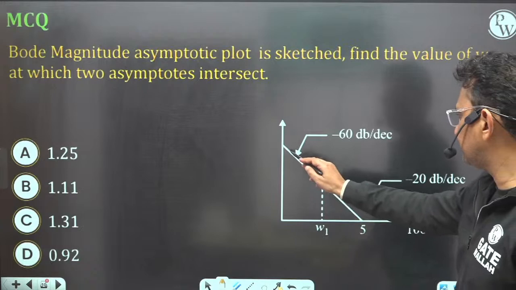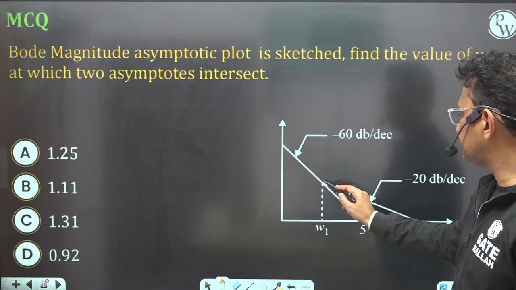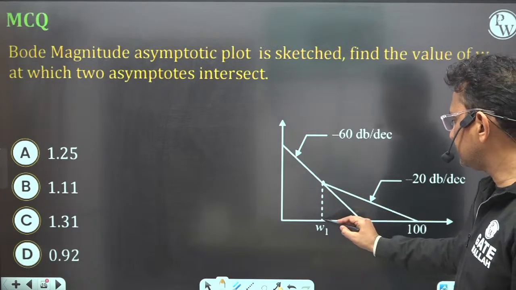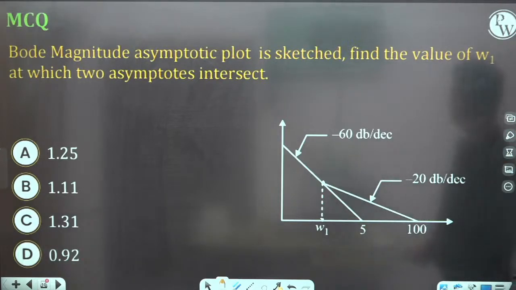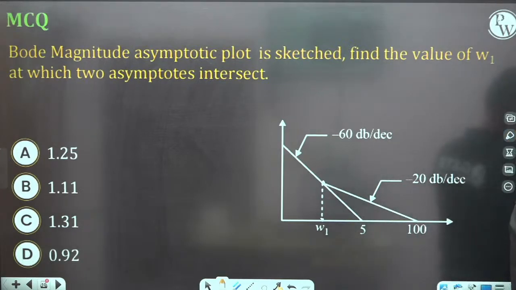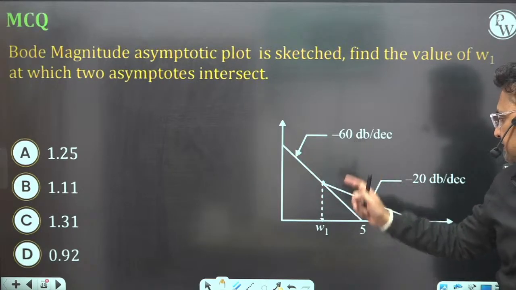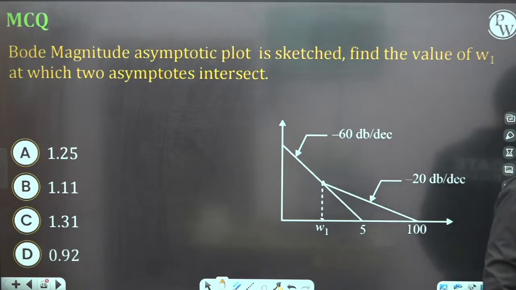We have two asymptotes, one asymptote and the second asymptote. At this frequency, these two asymptotes intersect. What is the value of this frequency omega 1? Find out the value of omega 1. How to find out? The slope of this line is -60 decibel per decade, and for this line it is -20 decibel per decade.